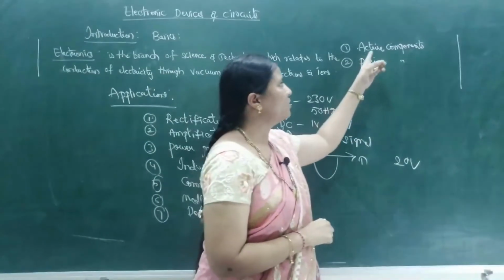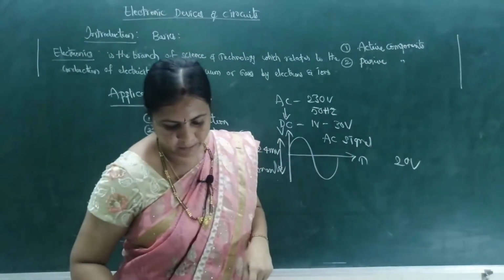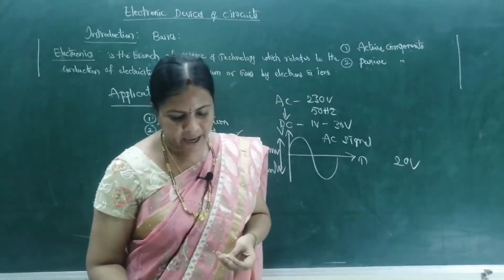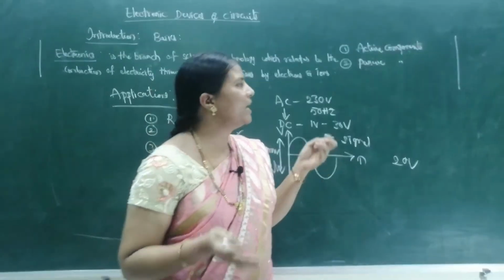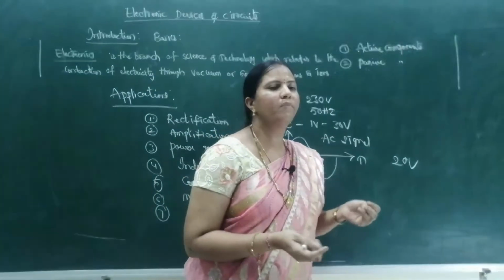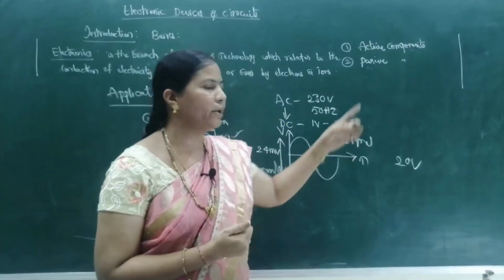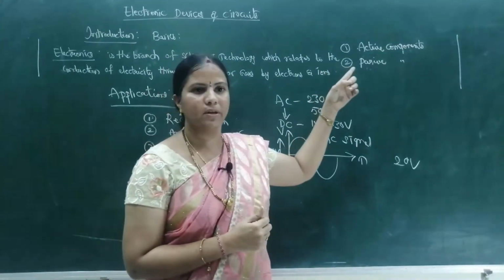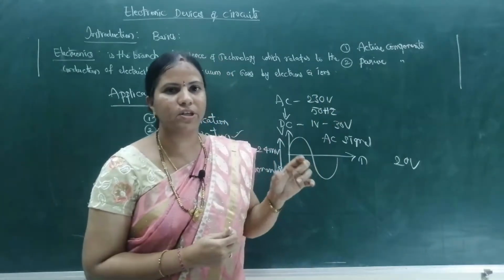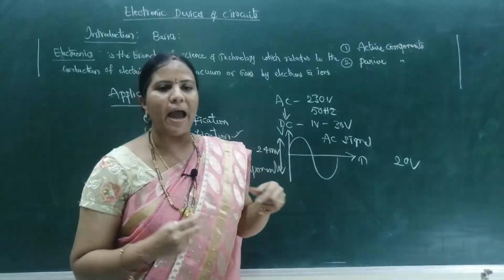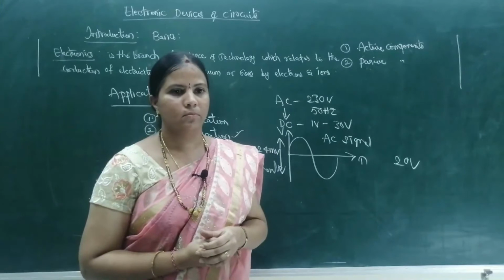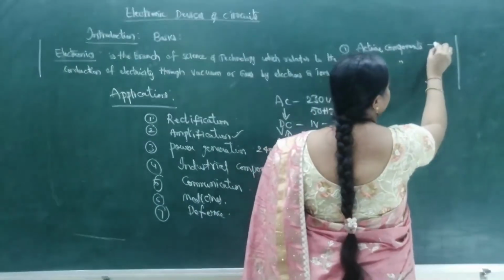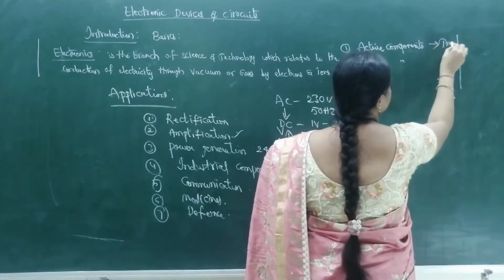What is an active component? An active component is nothing but one which is capable of amplifying and processing an electronic signal. So we can amplify the electronic signal by using the active component. That is the active component. Active components are nothing but those used to amplify the signal. Examples of active components are all the transistors.